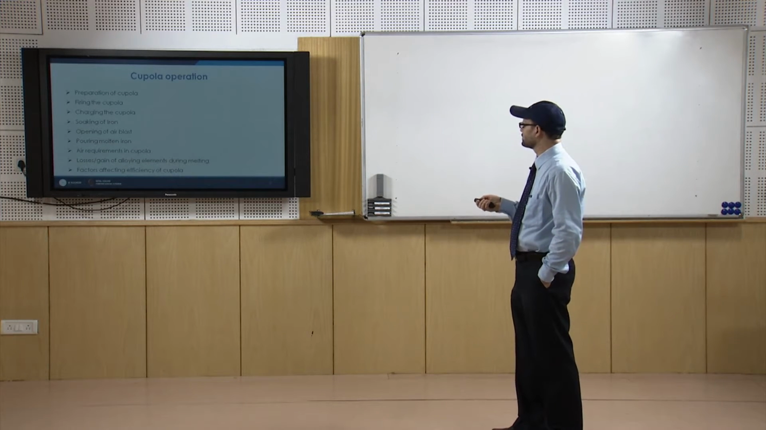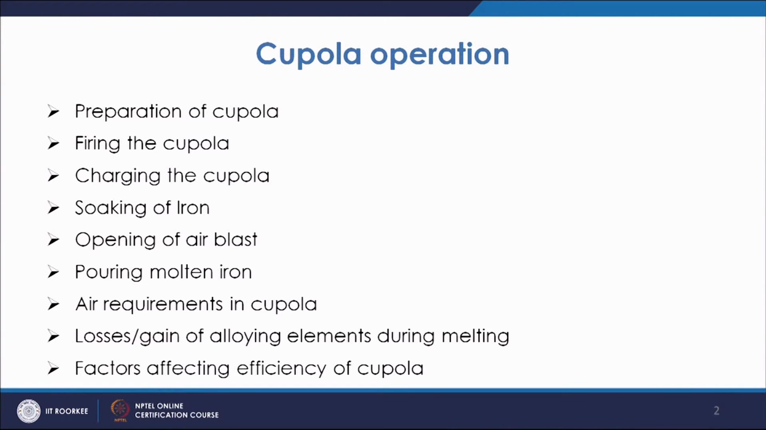Then the next operation is firing the cupola. Preparation of the cupola means you are keeping the cupola clean and neat, so that you can start the operation, with the coke bed ready. Then you ignite it by firing. You can use kindling wood to fire from the bottom, and then you fire the coke bed with air passing through it.